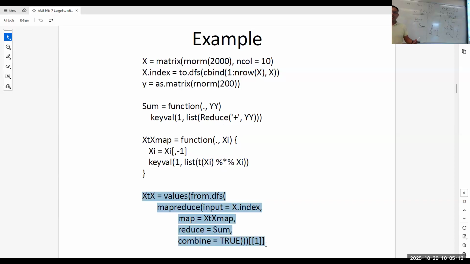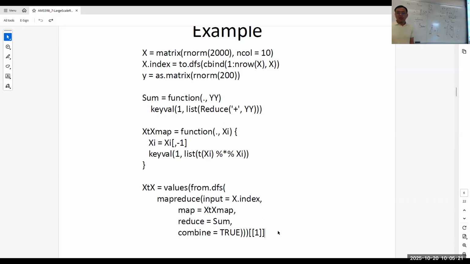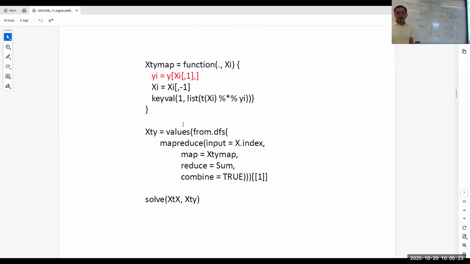We talked about this before, and the computing. This is computing x transpose x, right? So this is what it does here. Then x transpose y is the same thing, right? Same thing, you have an xi. Now xi here, you remove the first column of xi, you recover the original one.